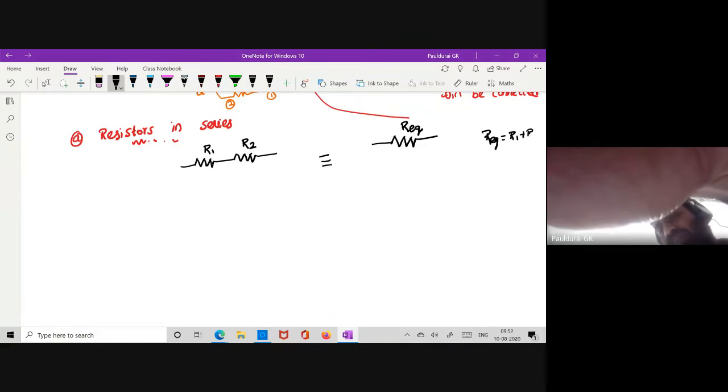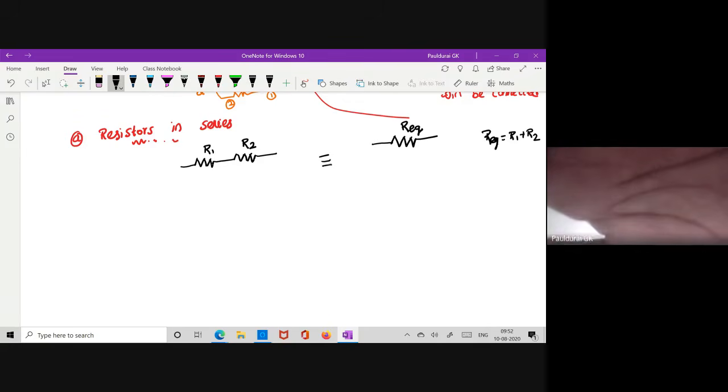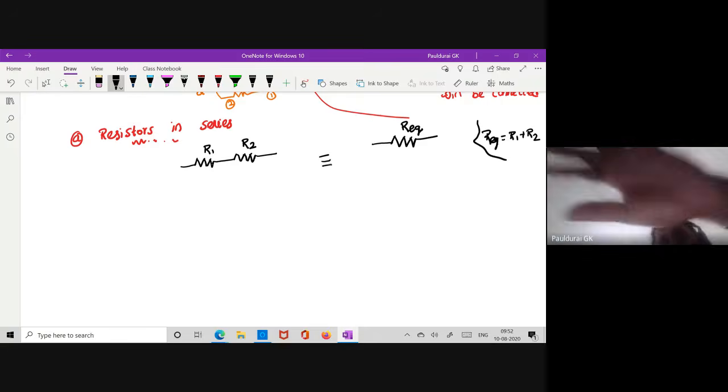Don't be afraid of derivation, be ready to enjoy. The thing I like most in life is deriving. So actually I want to derive this formula. Are you ready? I connected 2 resistors in series, R1 and R2. The equivalent resistance we know comes as R1 plus R2. How does it come? Okay, now listen.